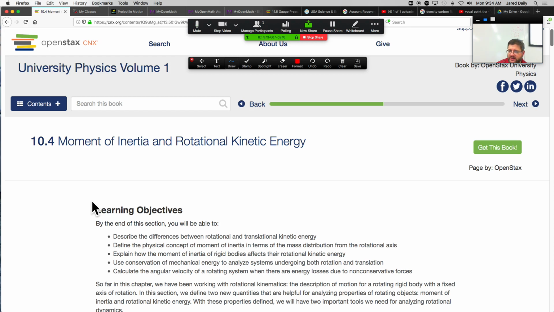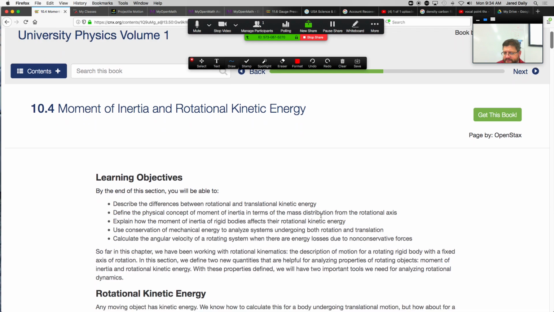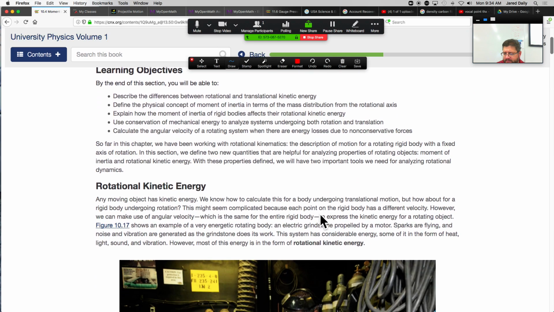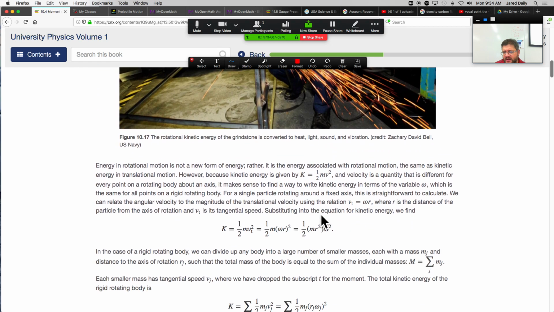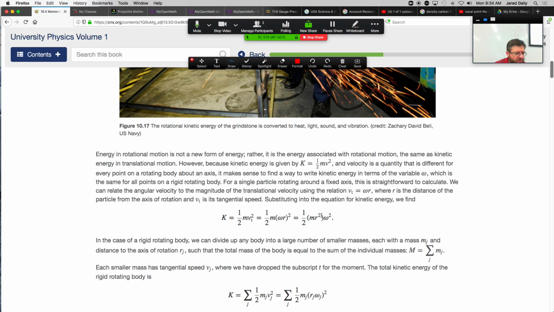Moment of inertia and rotational kinetic energy. Have we talked about moment of inertia yet? We haven't, right? That was the other class. Okay, so what about kinetic energy? Is there a rotational kinetic energy? And the short answer is yes. The long answer is this.